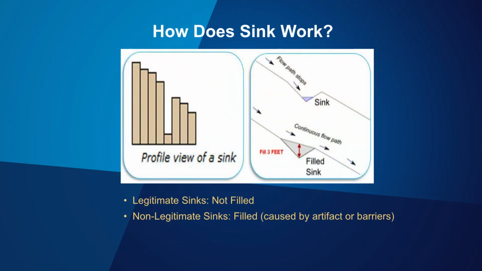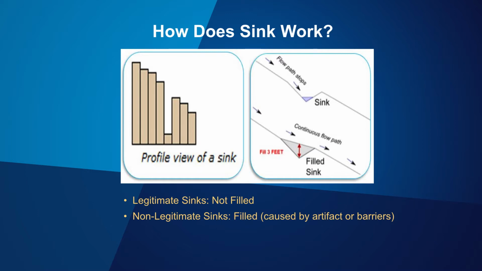How does sink work? A sink is a cell or a specially connected group of cells which has the lowest elevation value among the surrounding cells. Flow direction can't be assigned in the flow direction raster. We use the Sink spatial analysis tool to identify the sinks and the Fill spatial analysis tool to raise the elevation and remove non-legitimate sinks to have a continuous flow path.